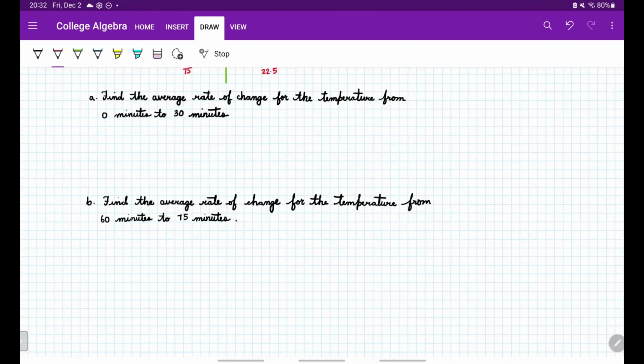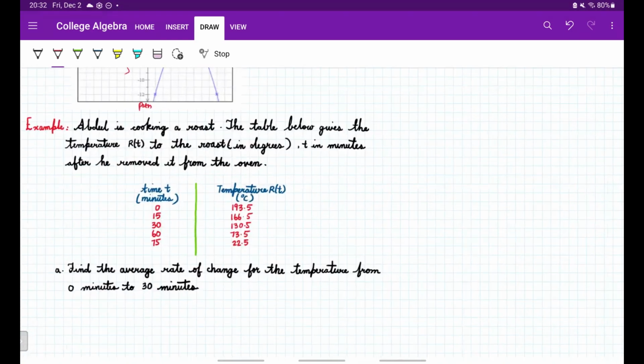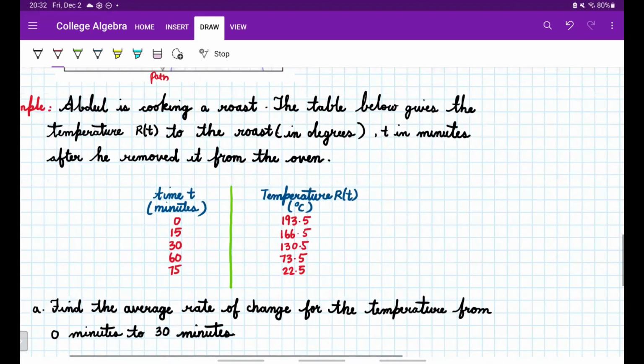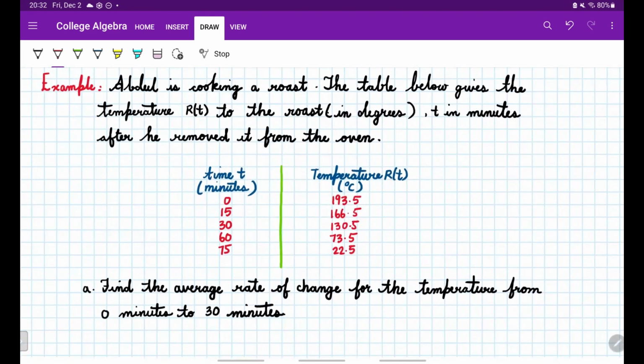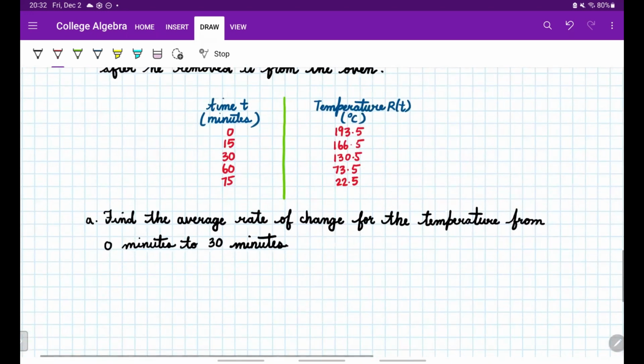Okay, this is the last question we have. Abdul is cooking a roast. The table below gives the temperature R of T, and the time is given in minutes after he removed it from the oven. We want to find the average rate of change for the temperature from 0 to 30 minutes, so how is the temperature changing on average from 0 to 30 minutes.